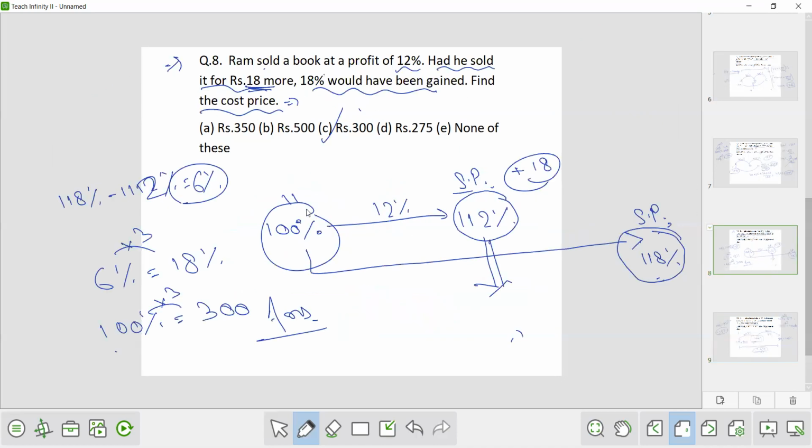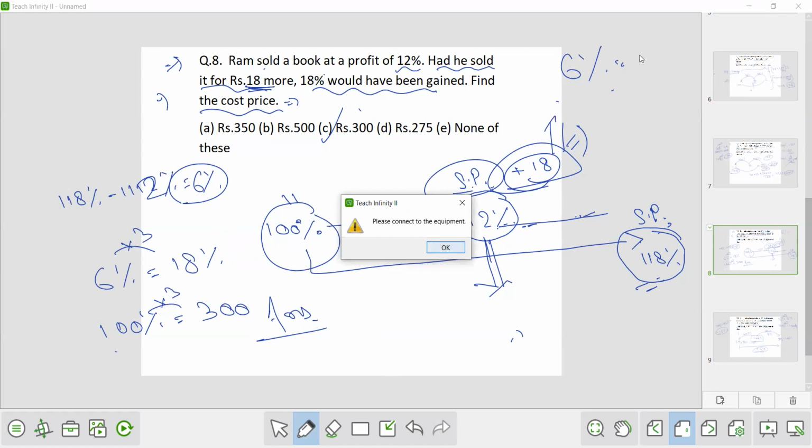Friend, these two questions, if you would have solved them by the conventional method, would have taken a lot of time. But here, just see the logic behind it. For question number 8, what is happening here? If he would have sold at rupees 18 more, he would have gained 18%. So from this SP to this SP, how much gain in terms of percentage? 6%. And what is the real value for the 6%? He would have gained 18 rupees. So 6% is equivalent to 18.